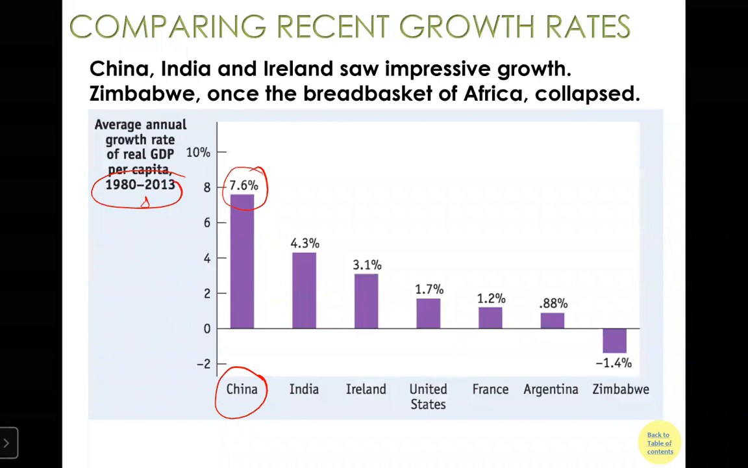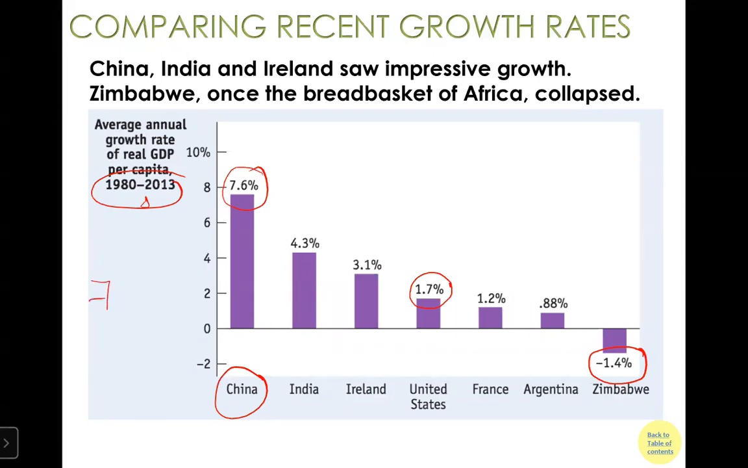In the middle, we have the United States. The growth rate is 1.7%. On the far right, we have Zimbabwe, which has a growth of negative 1.4%. From the rule of 70, we can clearly see that over time this small difference is going to translate into a huge difference.